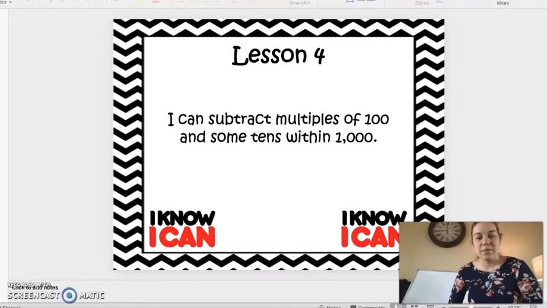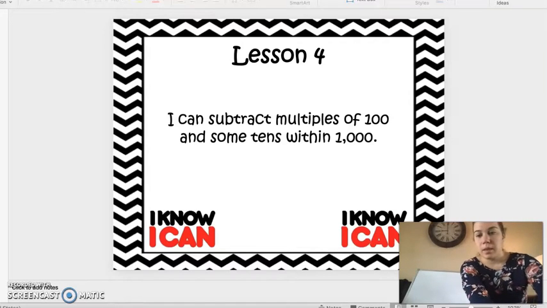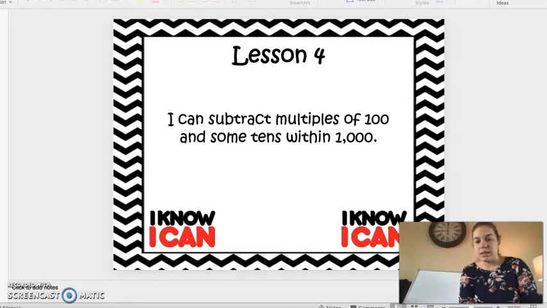Today we are on lesson 4, and our I can statement for today is I can subtract multiples of 100 and some tens within 1000. So for today's lesson, you're going to need a pencil and a piece of paper, so you can follow along. We also have a sprint for today, so make sure you have a piece of paper for that as well.